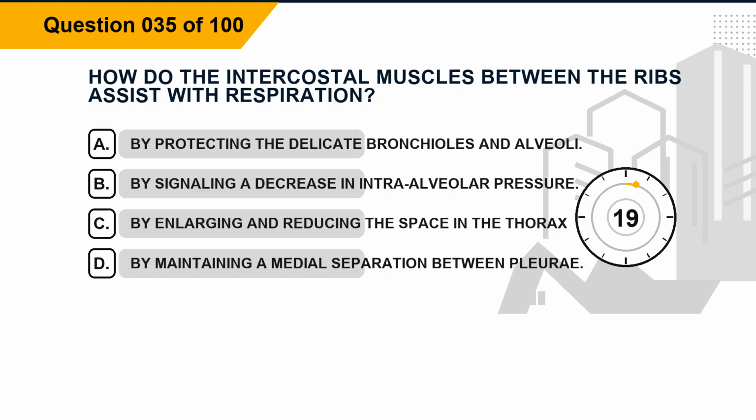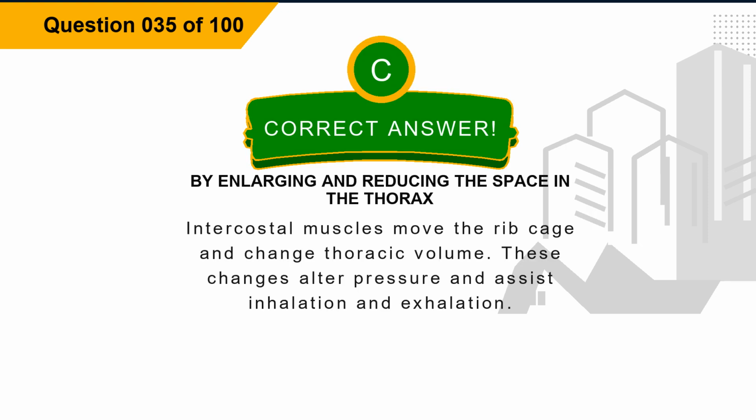Question 35. How do the intercostal muscles between the ribs assist with respiration? Option A, by protecting the delicate bronchioles and alveoli. Option B, by signaling a decrease in intraalveolar pressure. Option C, by enlarging and reducing the space in the thorax. Option D, by maintaining a medial separation between pleurae. The correct answer is option C, by enlarging and reducing the space in the thorax. Explanation: intercostal muscles move the rib cage and change thoracic volume. These changes alter pressure and assist inhalation and exhalation.